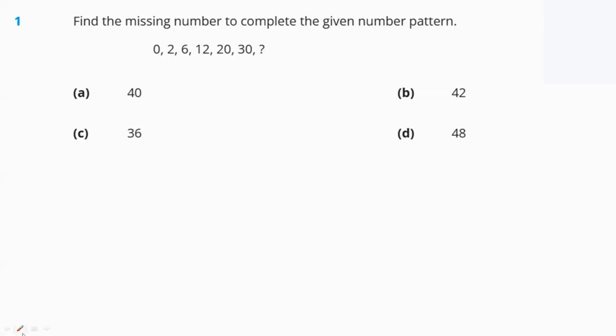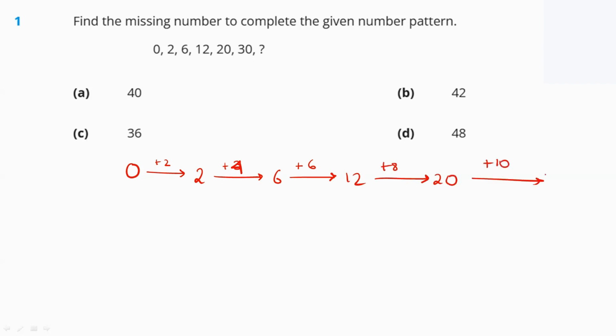Find the missing number to complete the given number pattern 0, 2, 6, 12, 20, 30, right? So first we have to find out what the pattern is, and you have to find the number in the question mark. If you add plus 2 to 0, you get 2. Then add plus 4 to 2, we get 6. Then add plus 6 to 6, we get 12. Then plus 8 to 12, we get 20. And then plus 10 to 20, we get 30.